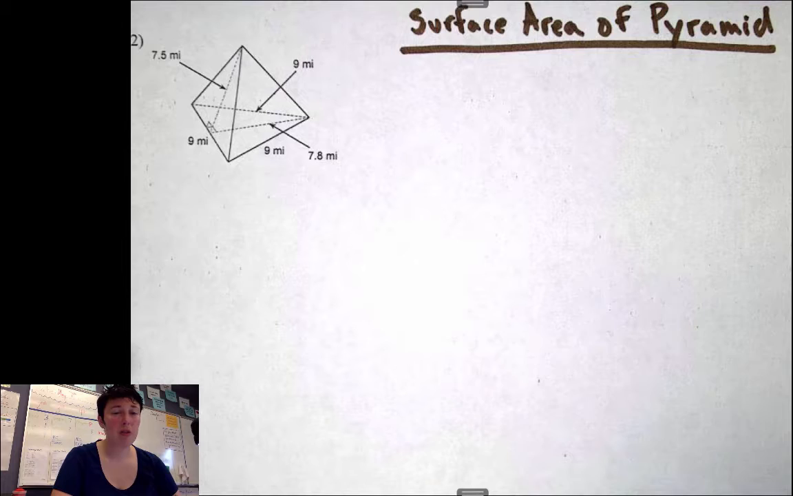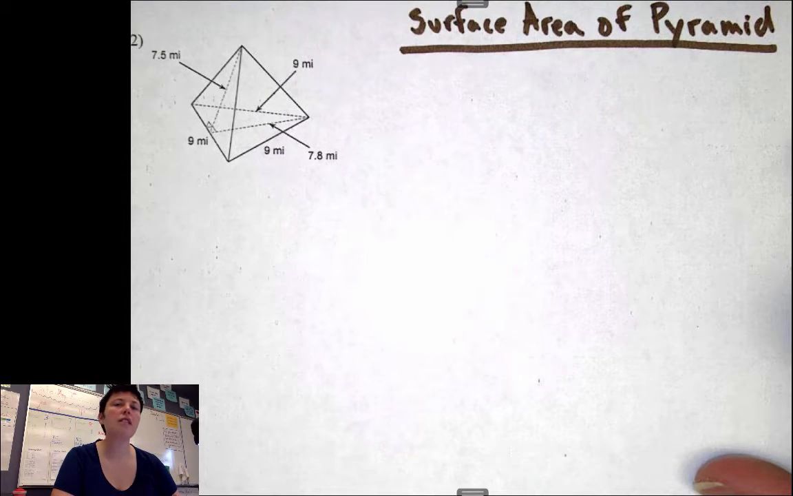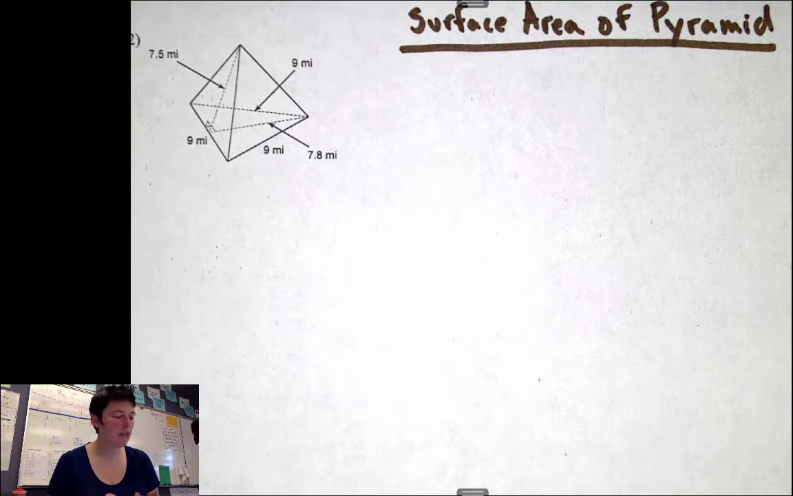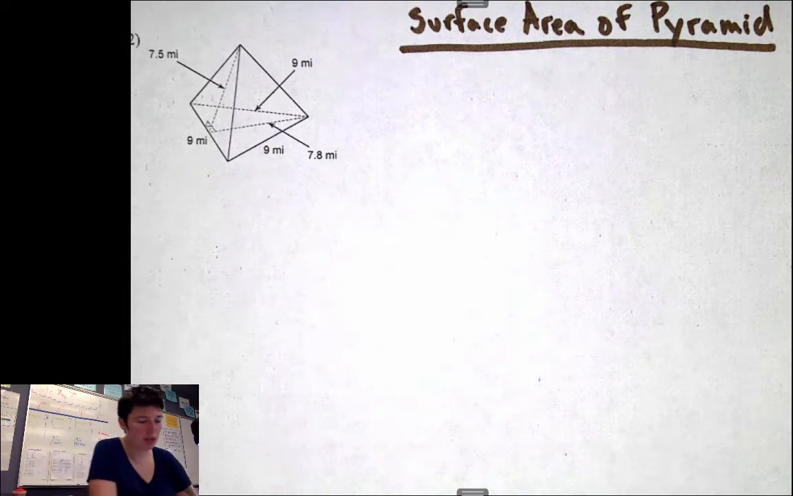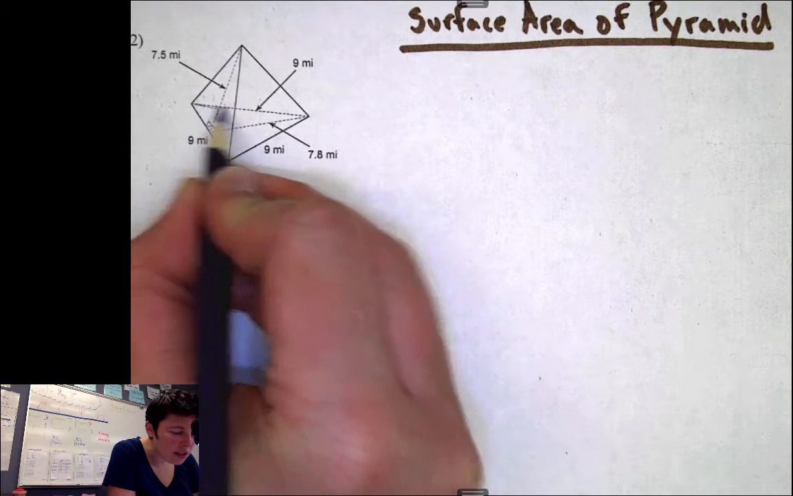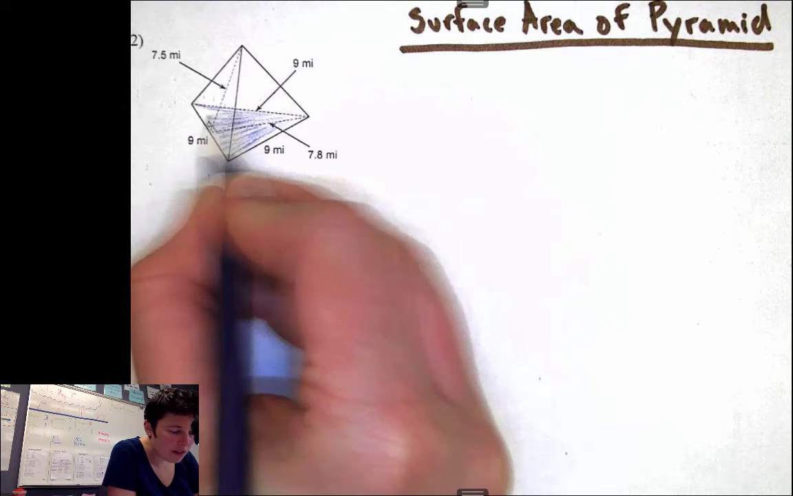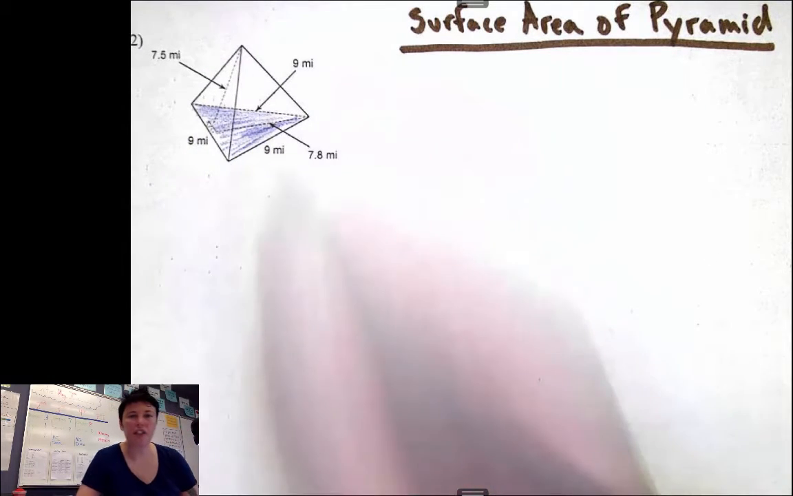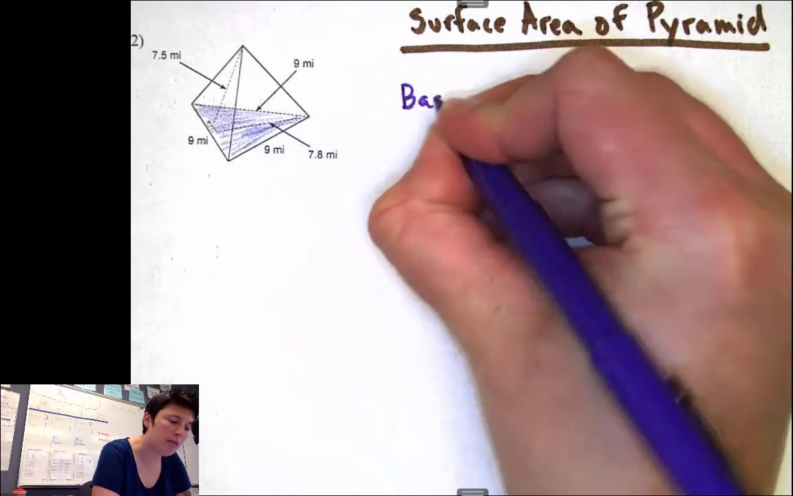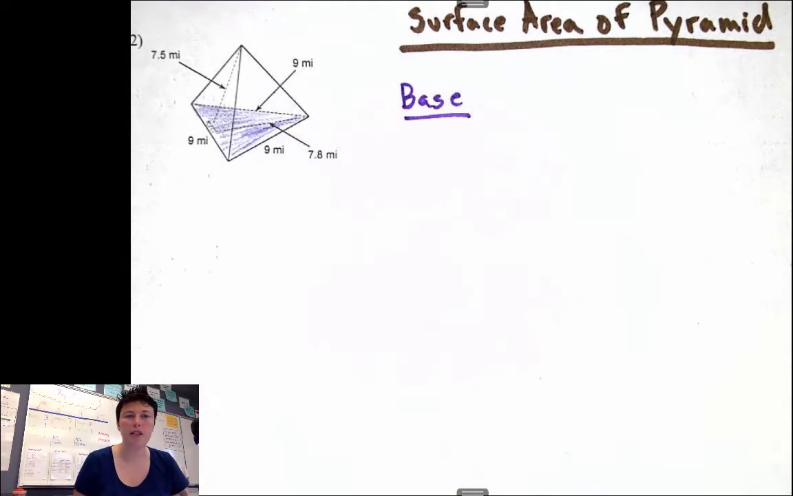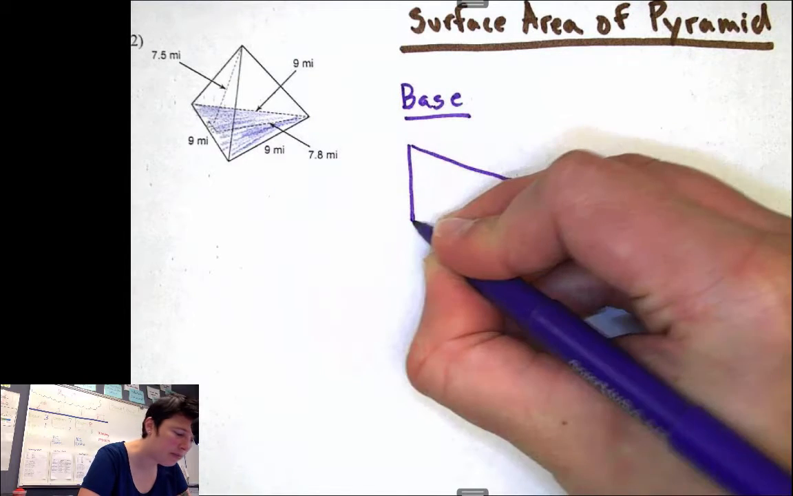Hopefully at this point you're unpausing your video and you are ready to do some math here. So we're going to find the surface area, which means the outside of this object. And I like to start with the base first. So I'm going to lightly shade the base with my pencil here. We're going to focus on that part of the object first, which is in the shape of a triangle. I'm going to write here, base. The bottom of our pyramid is called the base. And it looks like a triangle, something like this.